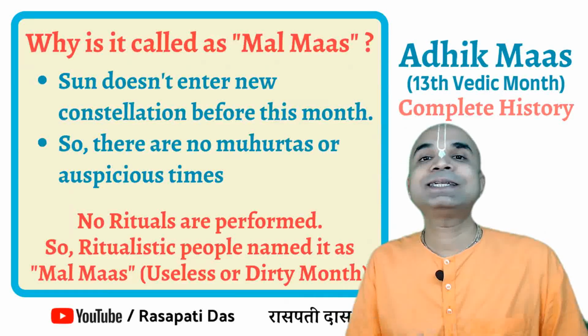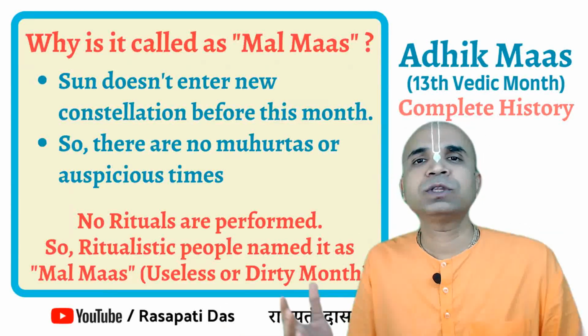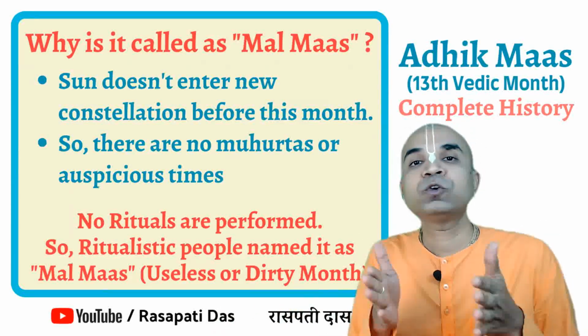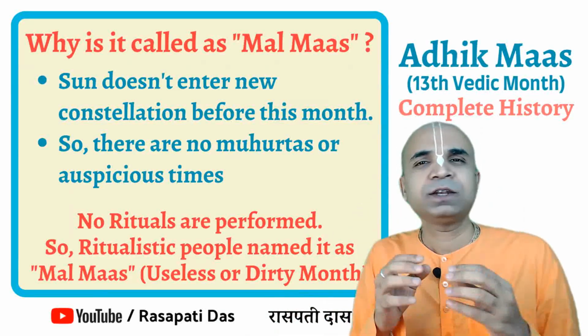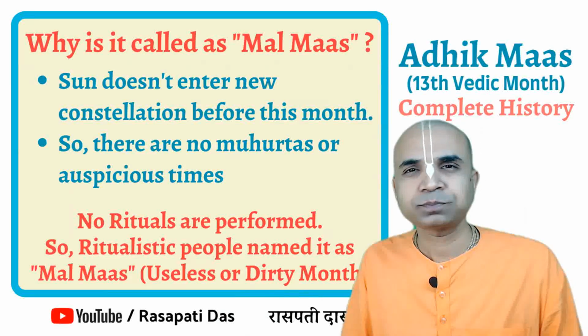Krishna spoke that in this month the sun doesn't transit into different constellations, so there are no muhurtas, no ritualistic ceremonies are performed. So the ritualistic people, the karma kandis, named it Mala Maas, meaning dirty month, useless month.